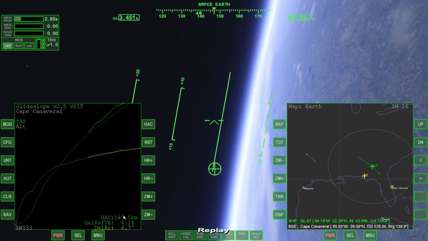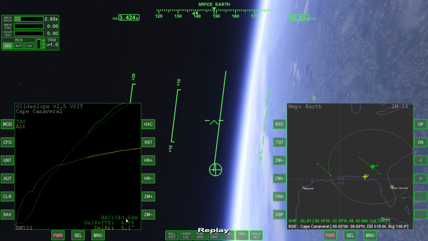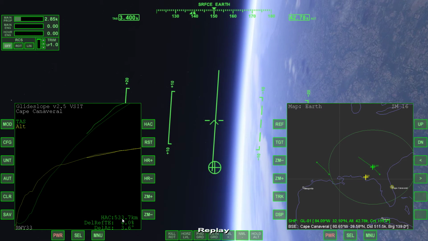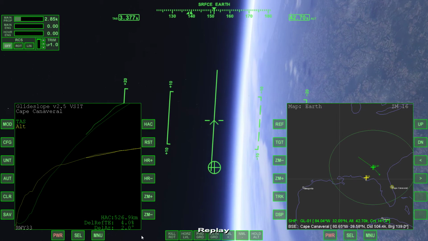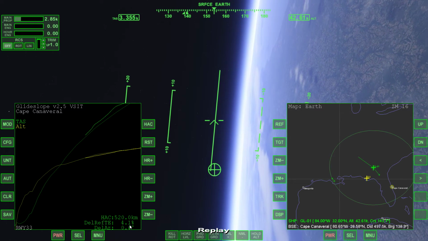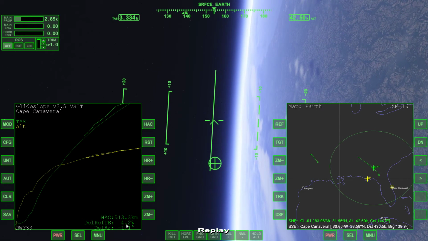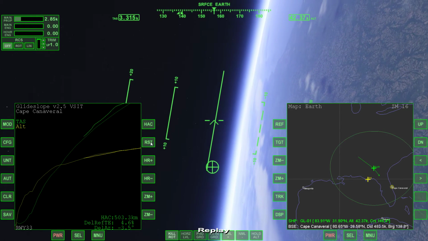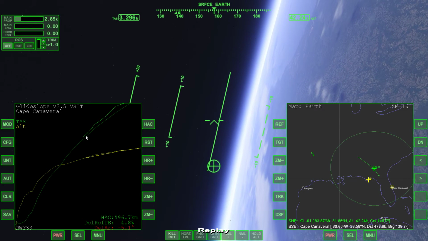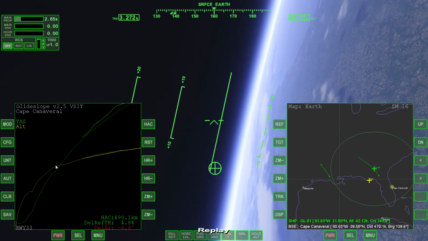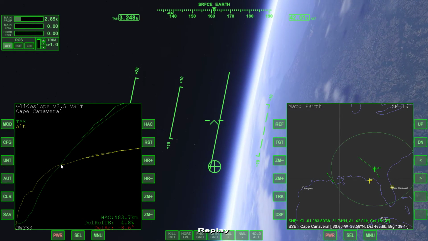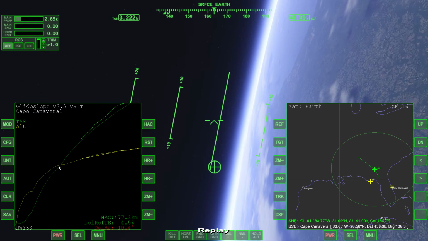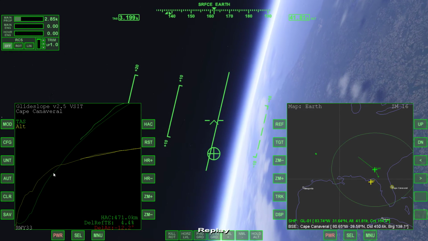Alright, so we are almost to the 500 kilometer mark until the HAC. Our total energy is pretty good. It's in the green, so we're looking good at this point in time. You'll see that our airspeed and our altitude actually converge at this point. This is getting pretty close to the base by here.